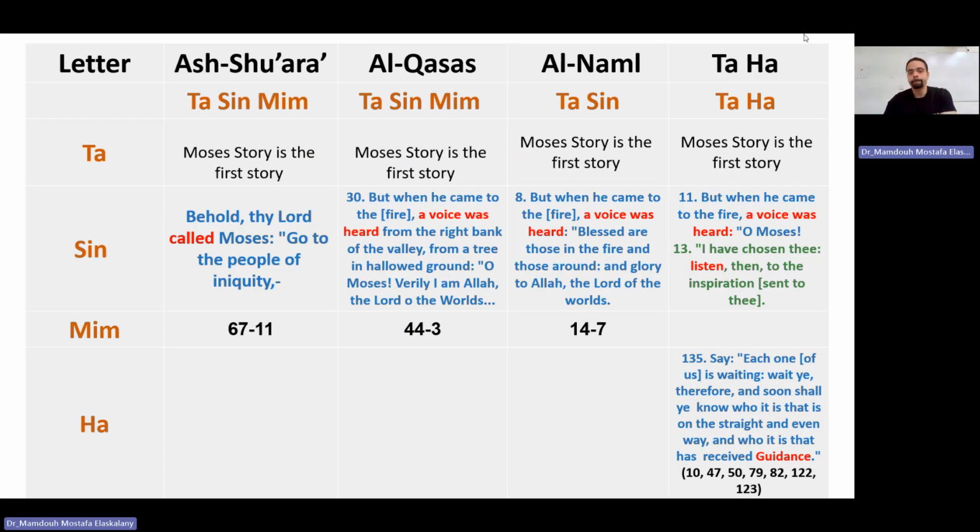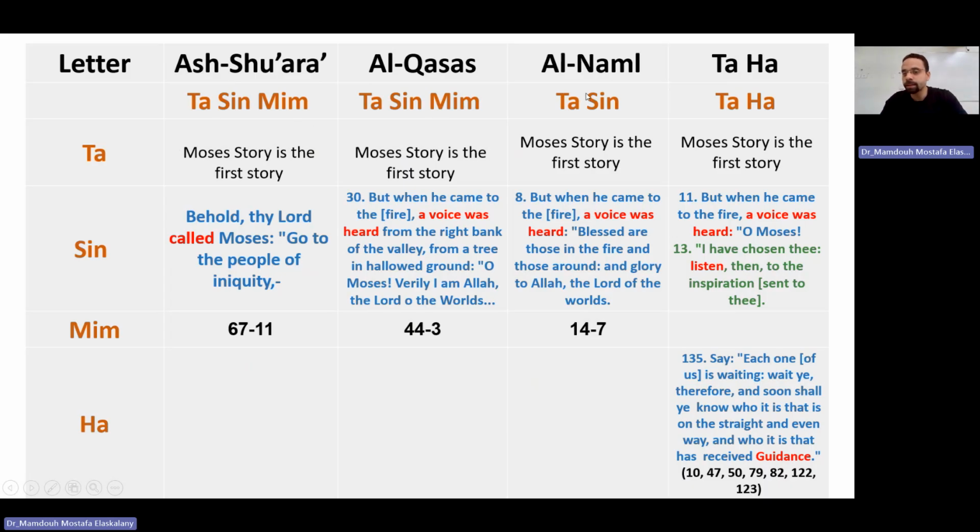So what we will be doing today is sort of a game. We'll be playing a game together to compare and contrast these surahs to find out what is common and what is different. For example, Surah Shu'ara opens with Ta Sin Mim. Surah Al-Qasas also opens with the same Ta Sin Mim. So we'll check what is common between both, and the common thing must be related to the three letters.